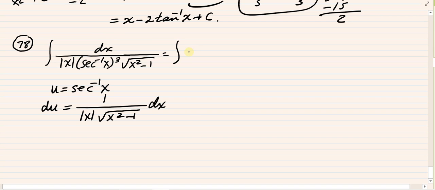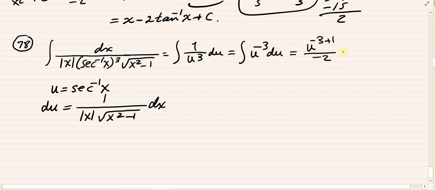So suddenly, visually, things are going to look much nicer. Check this out. Wow. That's going to be u cubed. Now, the integral of this, if I write it as u to negative 3 du, is u to negative 3 plus 1 over negative 2, plus a constant. Now, u was secant inverse, therefore the answer is going to be negative, and 2 in the denominator.